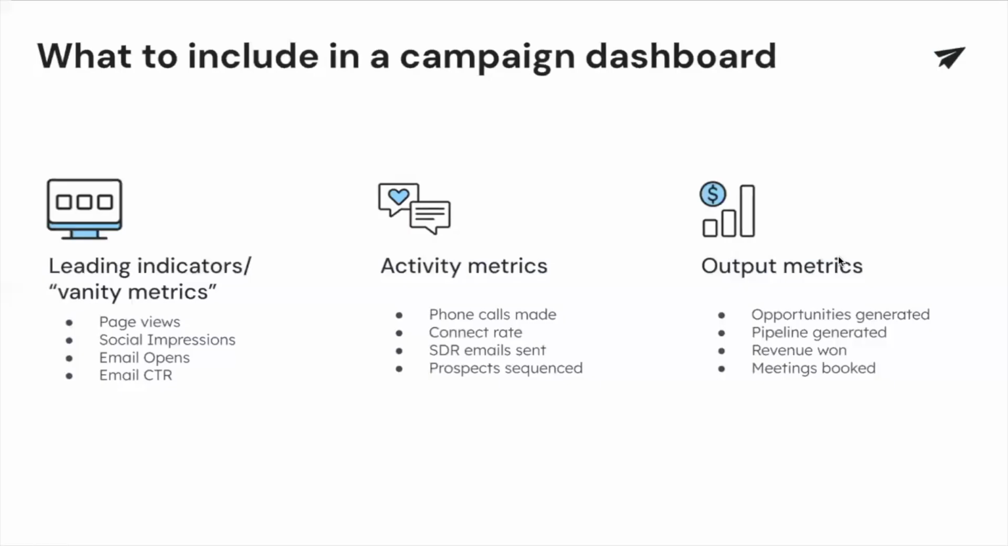First up, what to include in a campaign dashboard for omni-channel campaigns. There's really three buckets of metrics that you want to be looking at. There's leading indicators, or what some people might call vanity metrics. These are things like website page views, social impressions, email opens, email clicks. This is at the beginning of your campaign.